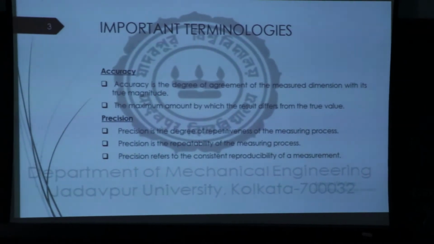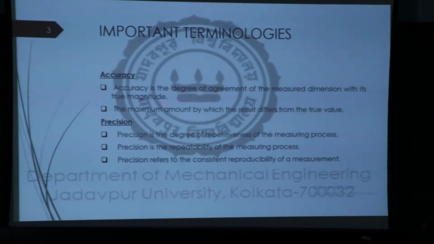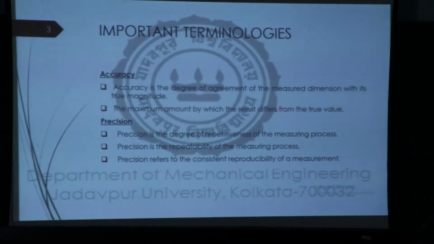Accuracy and precision. Accuracy is the degree of agreement of the measured dimension with its true magnitude, the maximum amount by which the result differs from the true value. True value means, suppose there is a mean and you take the measurement. Suppose you have 30 plus minus 1, 2000 items and I am going for 10 draws, each draw having 10 items. So, that means measuring 100 items, we are getting an idea of the 2000 items. For every draw you can have a mean.